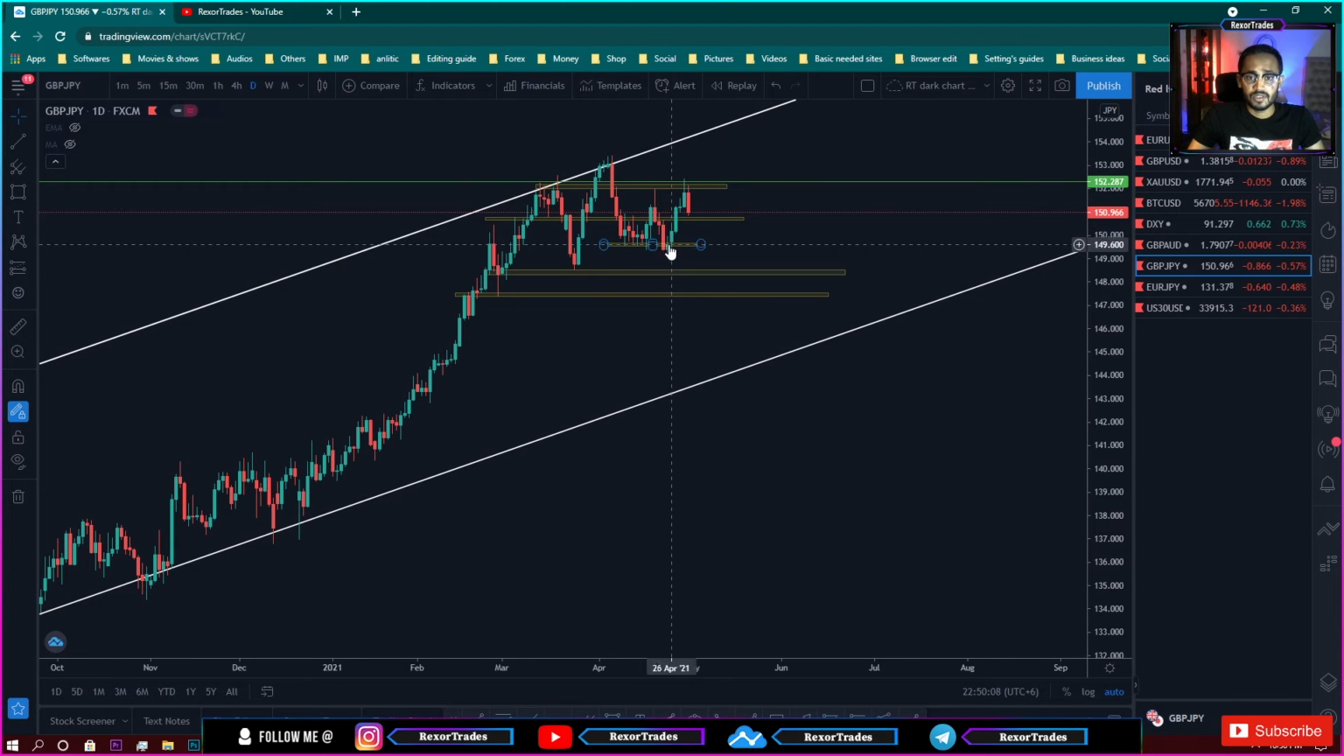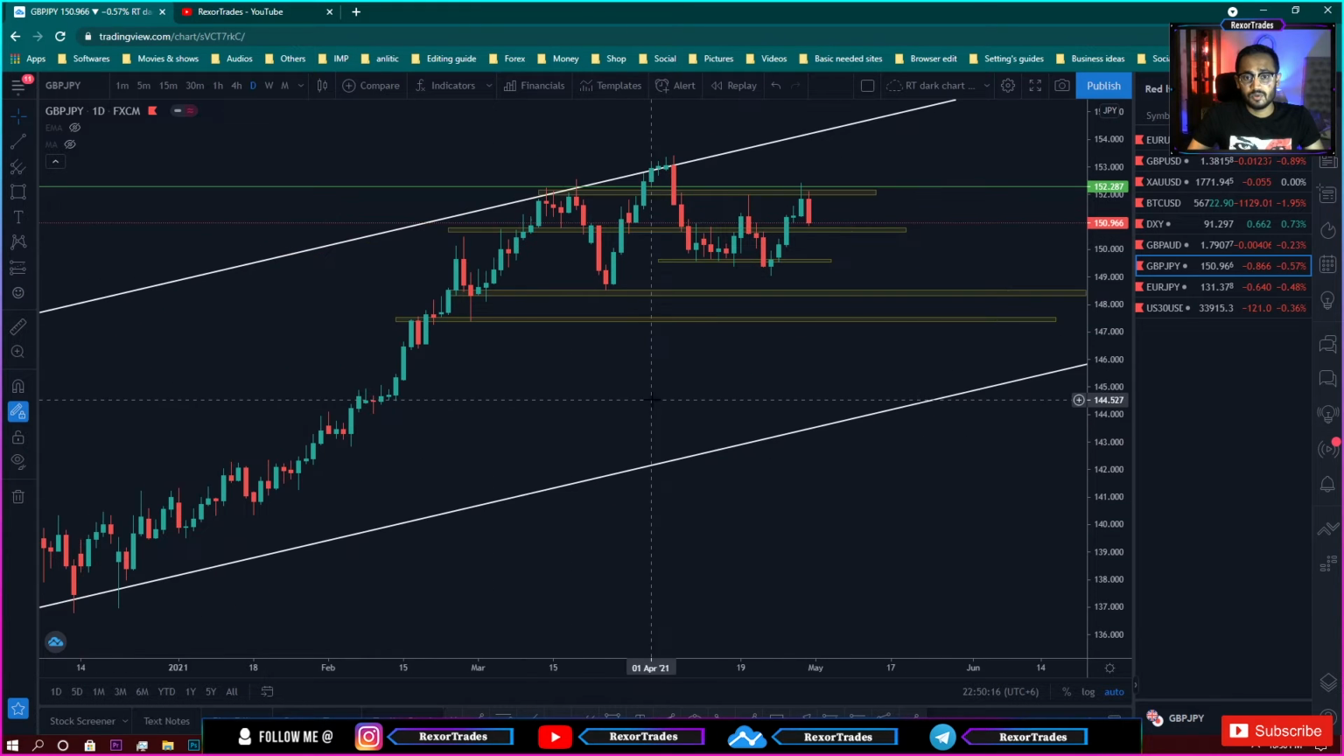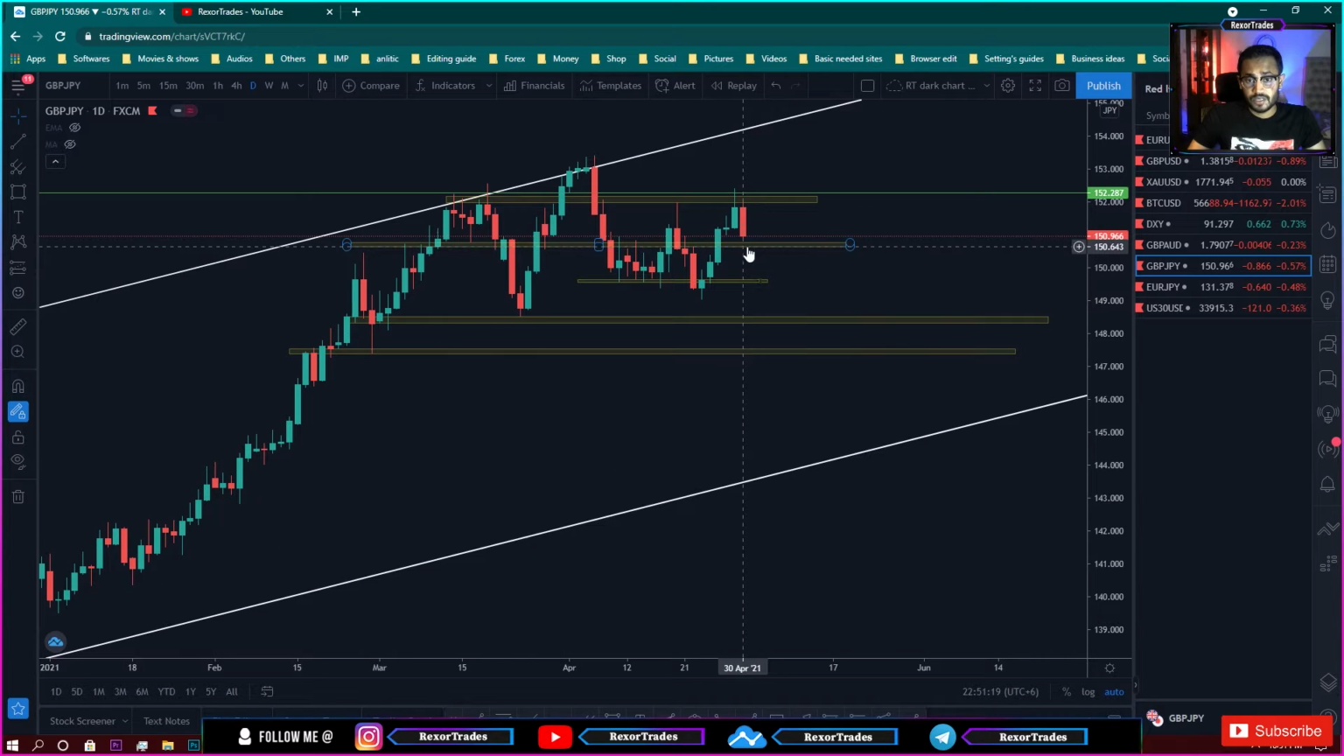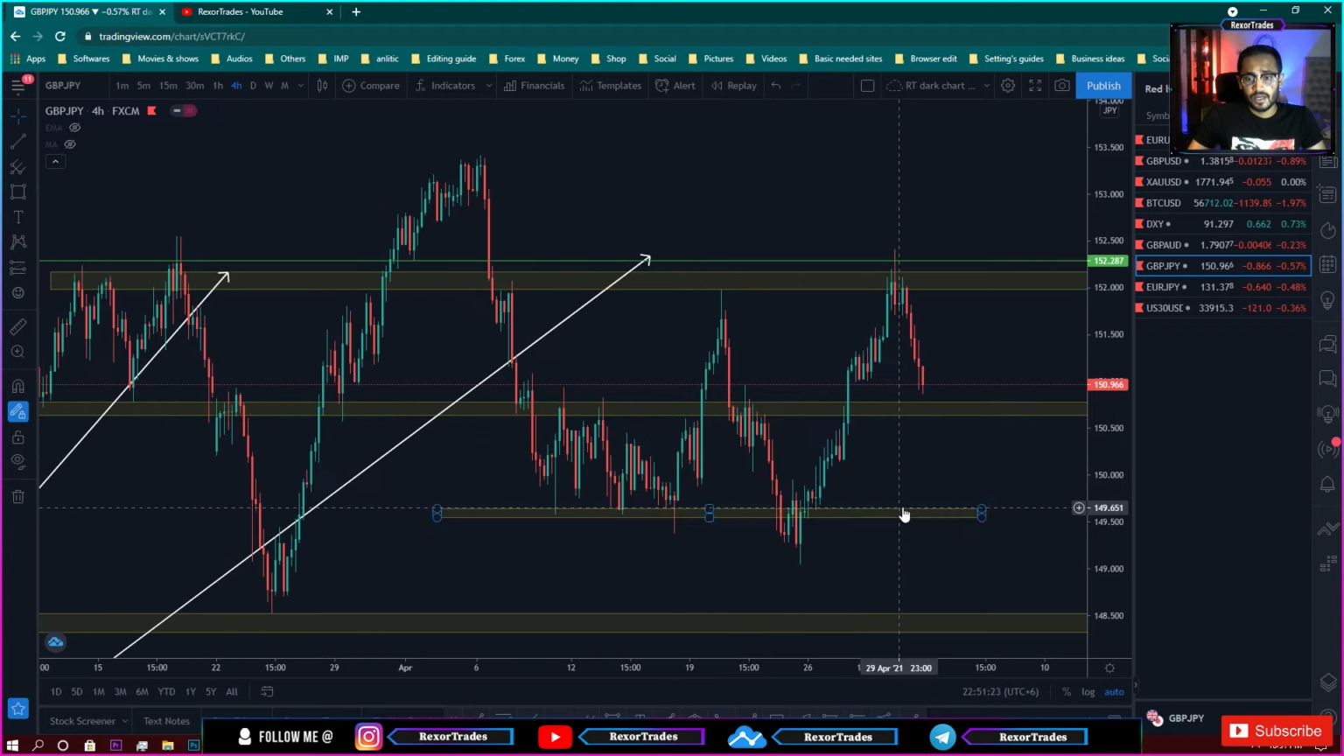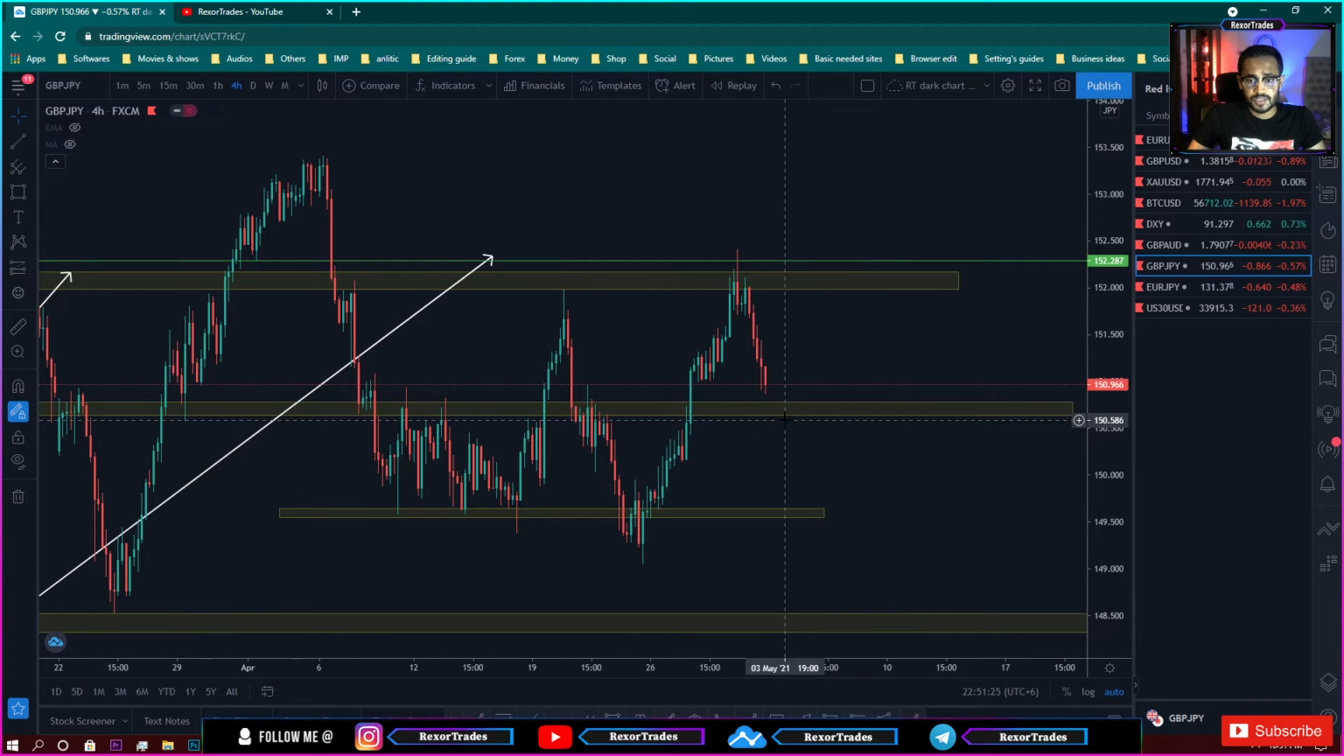GBPJPY made a retest on this zone and found some bullish momentum to move further up, retesting this zone. So on our last week's analysis, we drew this zone in hopes that GBPJPY was consolidating between these three zones over here. So it's still in its consolidation phase. But if you want to trade between these two zones, then you can go to a shorter time frame, like a 4-hour time frame, and then go short when GBPJPY breaks out of this zone, setting your TP over here at this zone.